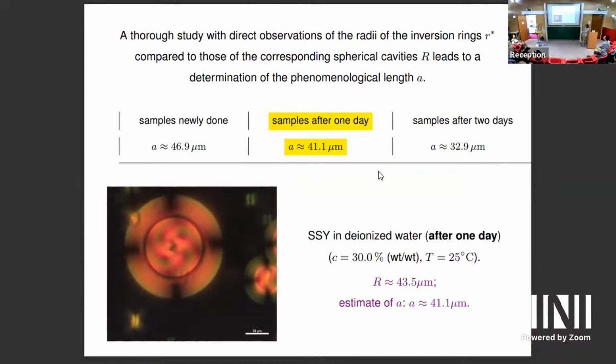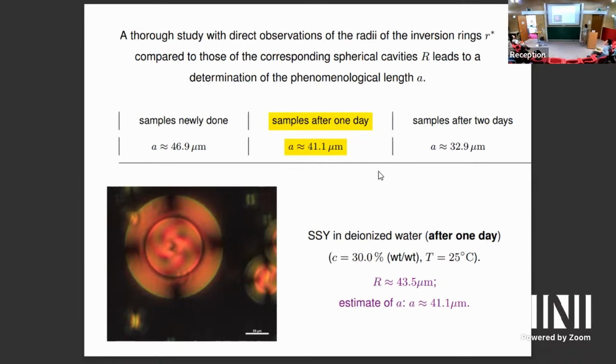Theoretically, the radius of the inversion ring depends on the ratio between the characteristic length A introduced by the model and the radius of the spherical cavity. And so we can provide an estimate of the value of the characteristic length, which as I said before we treat as a phenomenological length to be determined experimentally. We provide an estimation of A through direct observations of the radii of the inversion rings compared to those of the corresponding spherical cavities.